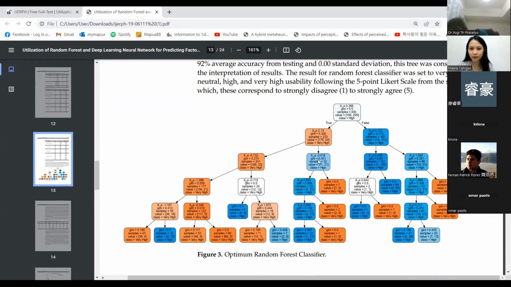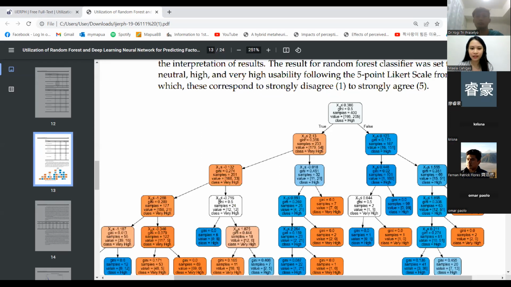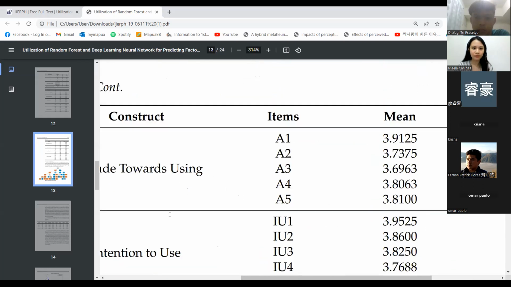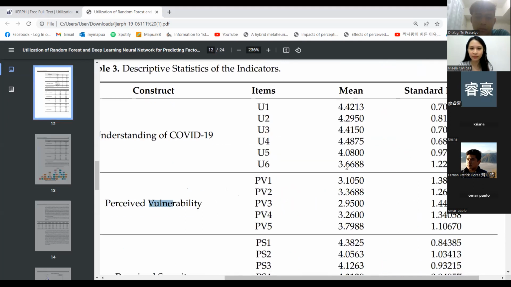But we only have 5 here, because these pertain to our leaf nodes. It only has 5, meaning he found that these 5 attributes are the best combination for his random forest classifier. And if it's correct, x1 is equivalent to PV, perceived vulnerability.